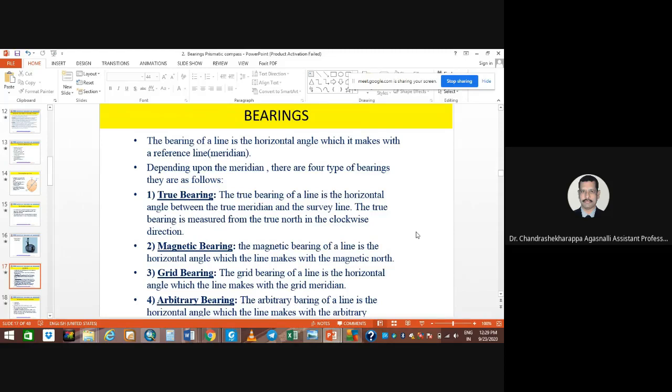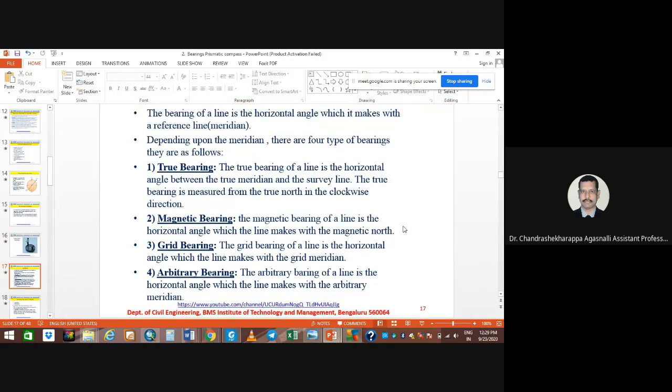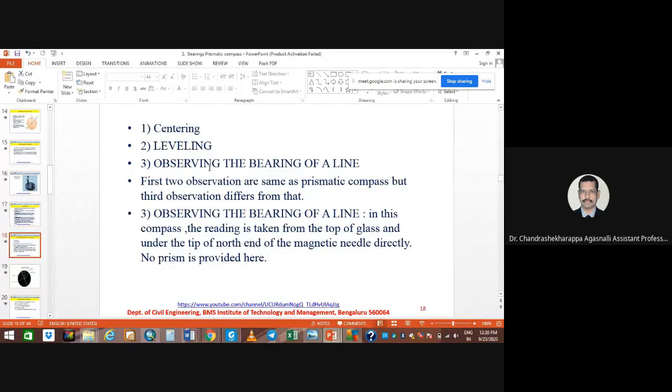The magnetic bearing is the bearing of a line, the horizontal angle which the line makes with magnetic north. Grid bearing is a little bit different: the grid bearing of a line is the horizontal angle which the line makes with the grid. And the next one, the arbitrary bearing of a line, is the horizontal angle which the line makes with an arbitrary reference. Generally, we use only two bearings, true bearing and magnetic bearing.